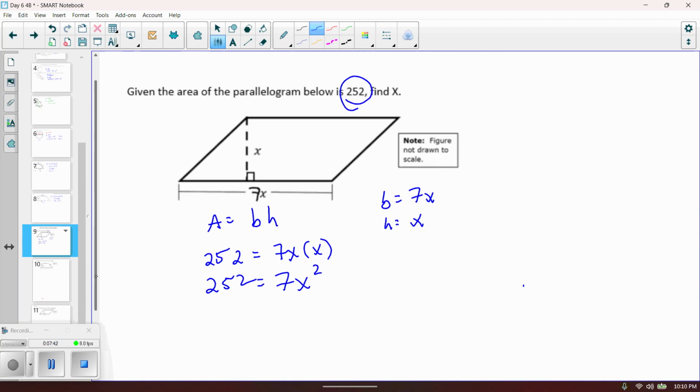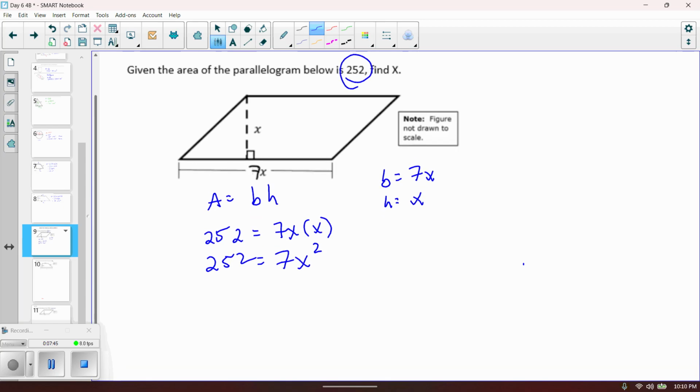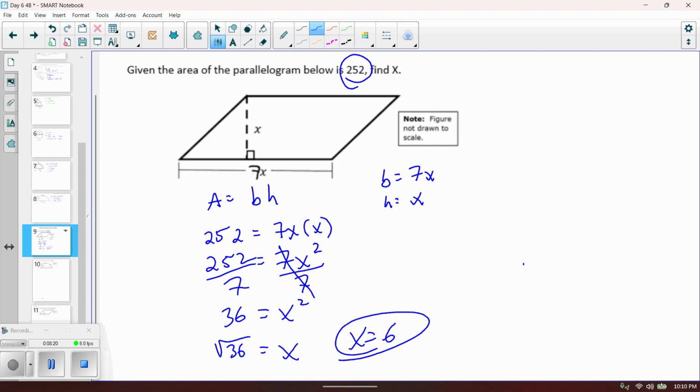If I want to now solve this for x, we have to get the x by itself. So let's divide both sides by what's attached to the x, which is the 7. So we'll have to do 252 divided by 7 and figure out that that is 36. And all you have left over here, the 7's cancel out, and you have x squared. So then to solve for x, because I have x squared, we take the square root. And the square root of 36 is 6. We have solved that one for x.